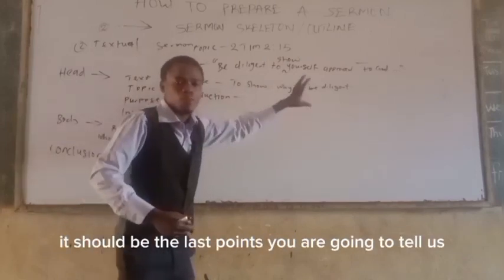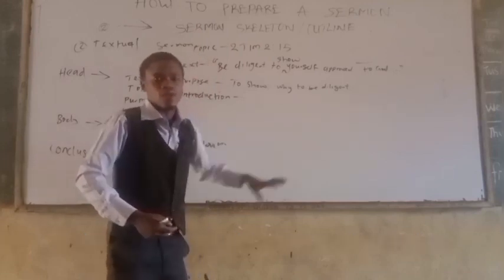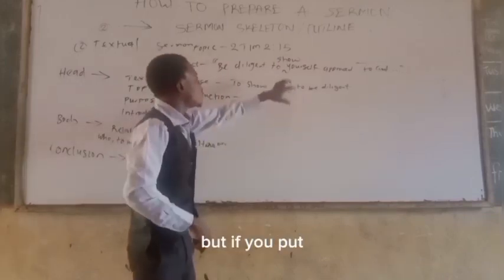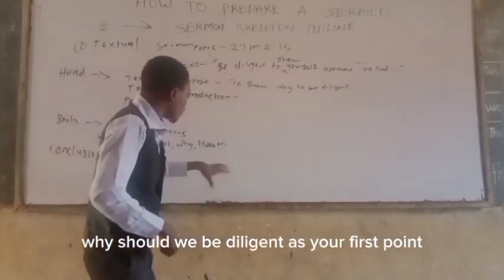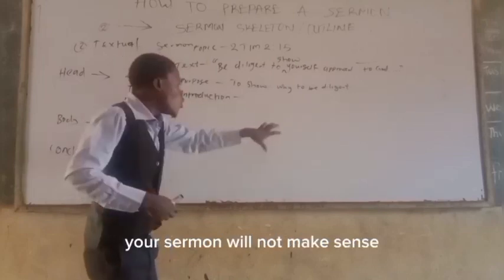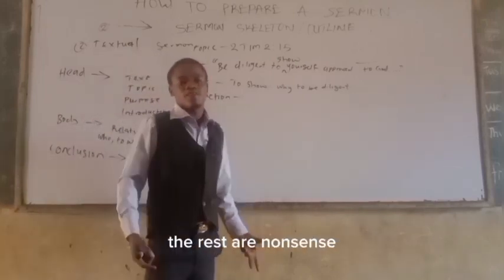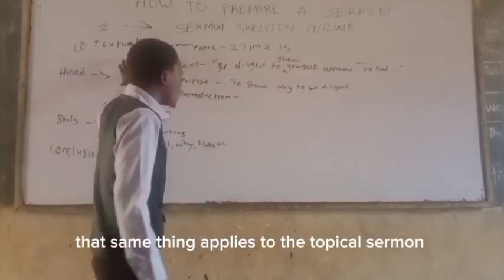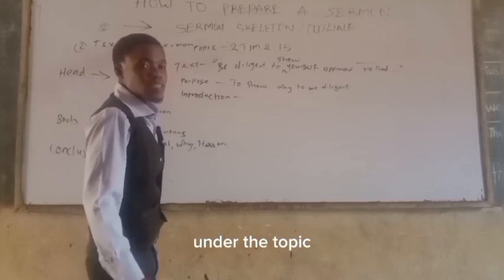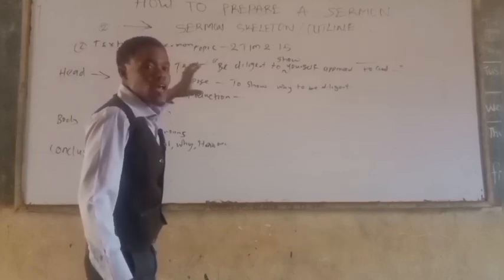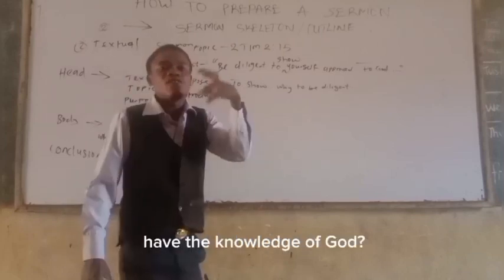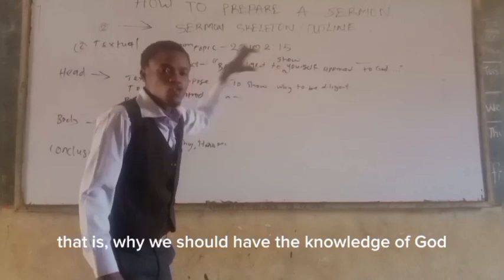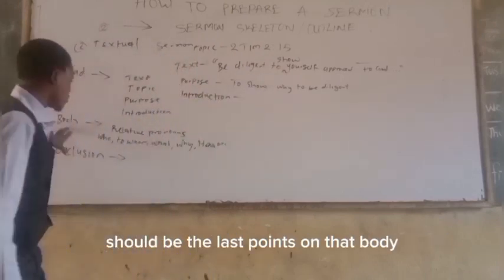It should be the last point you are going to tell us under your sermon, so that your sermon will make sense. People will now understand. But if you put why should we be diligent as your first point under the body, your sermon will not make sense. Once you state that, the rest are nonsense. So you must be careful. That same thing applies to the topical sermon. You say, under the topic we pick, knowledge. Under the purpose, we say, why should we have the knowledge of God? That is why we should have the knowledge of God should be the last point under the body.